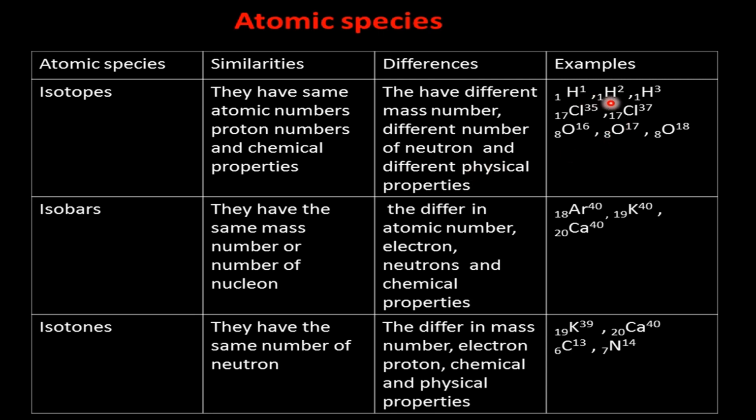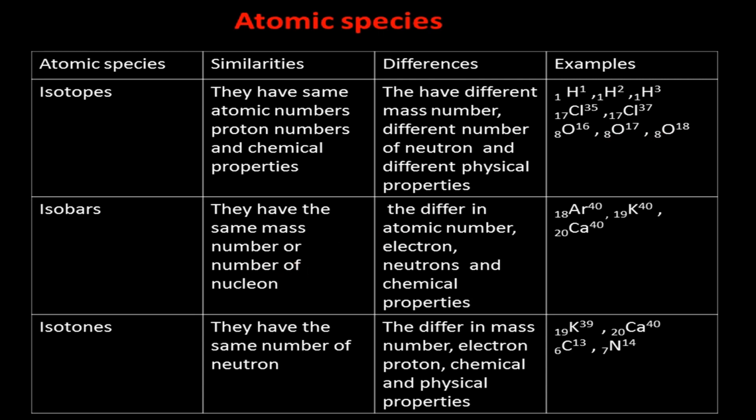Example: we have hydrogen 1, 2, and 3. The first one is the protium, second one is deuterium, third one is tritium. So these are the isotopes of hydrogen. As you can see, their superscripts are different, that is their mass number, and their subscripts are the same, which is the atomic number. Now, second one we have is chlorine 35 and 37, having the same atomic number but different mass number. Third one is oxygen 16, 17, and 18, having the same atomic number but different mass number.